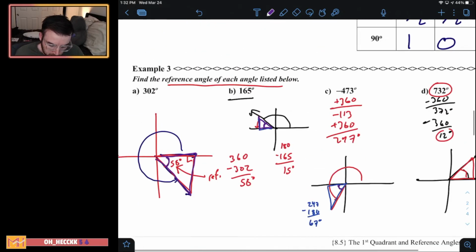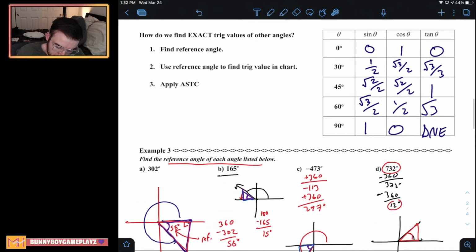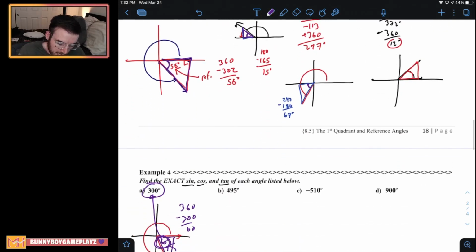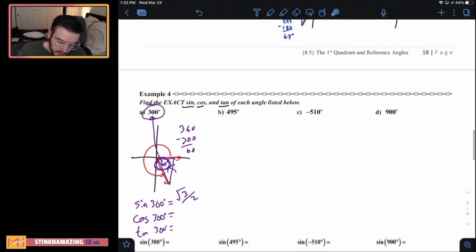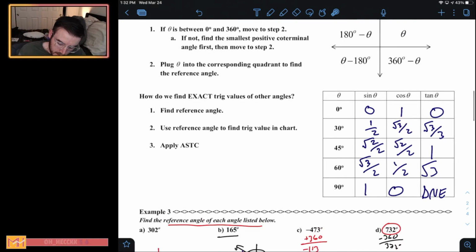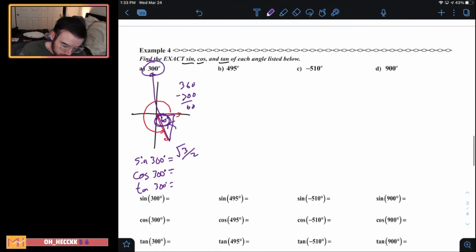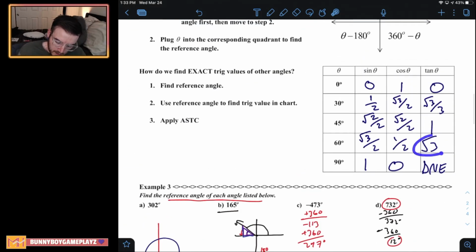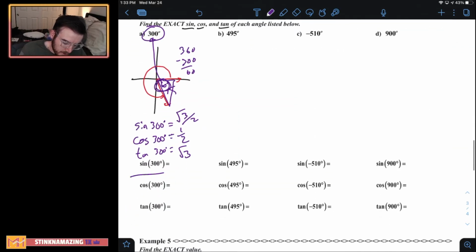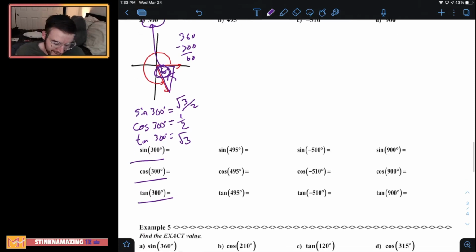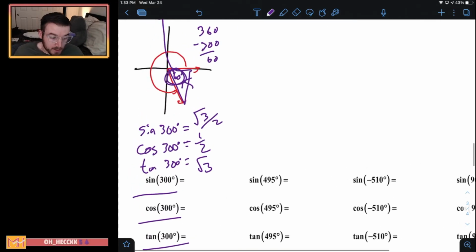So what is sine of 300? What is sine of 60? Root 3 over 2. So that means sine is root 3 over 2. What is cosine of 300? Let's use our reference angle. What is cosine of 60? 1/2. What is tangent of 300? I don't know. Let's use our reference angle. What is tangent of 60? Root 3. And boom. Oh, I didn't even realize they were written right here. I'm stupid. Then boom, we have our answers.